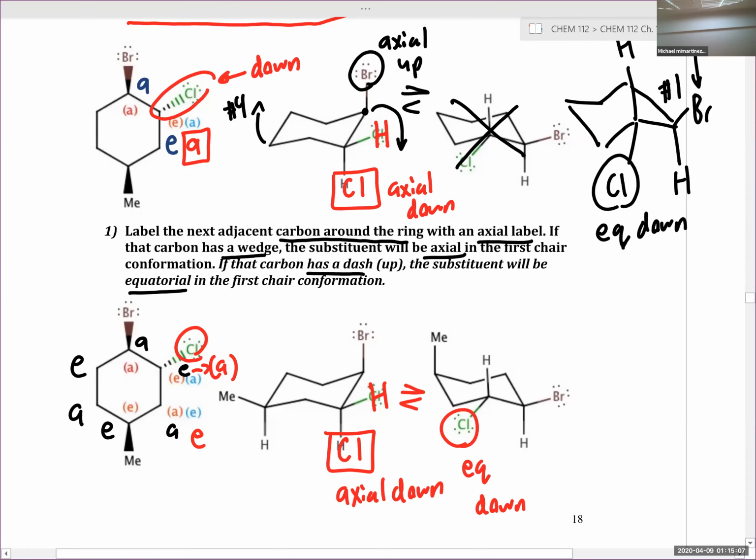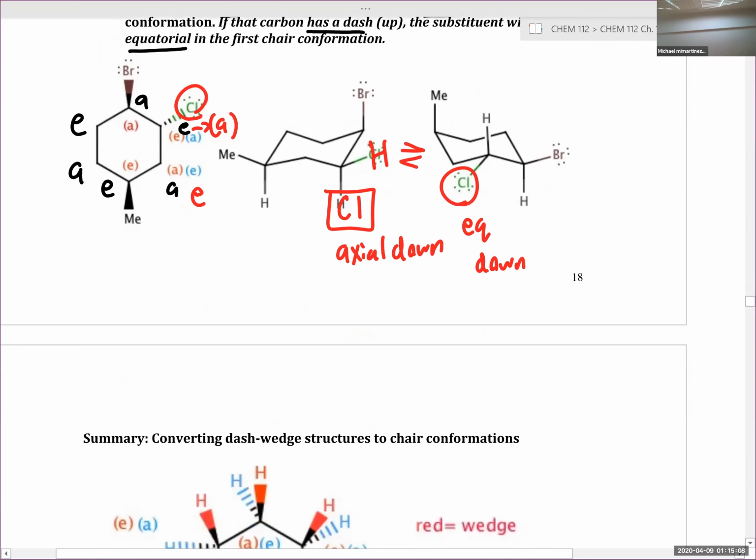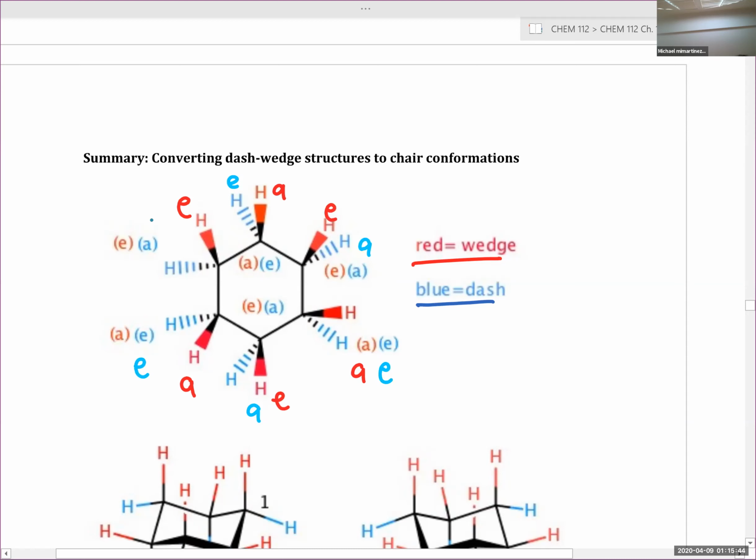So let's try to apply this and summarize what's going on here. If you're thinking about mapping, all the blues correspond to dashes and all the reds correspond to wedges. If you're curious about the coding, for all the reds you'd count axial, equatorial, axial, equatorial, alternating. And for the dashes, it's the exact opposite of the wedges. So you'd count equatorial, axial, equatorial, axial, equatorial, axial.